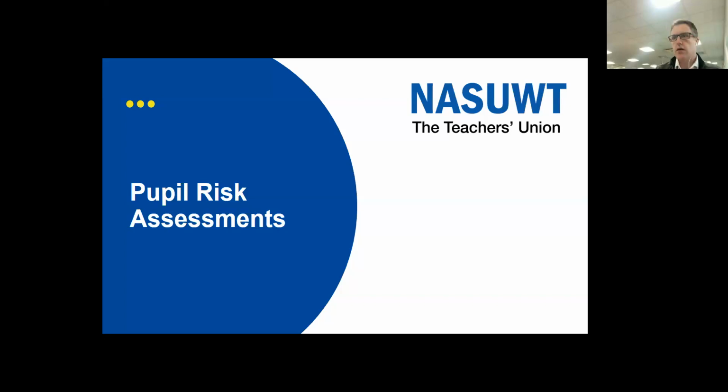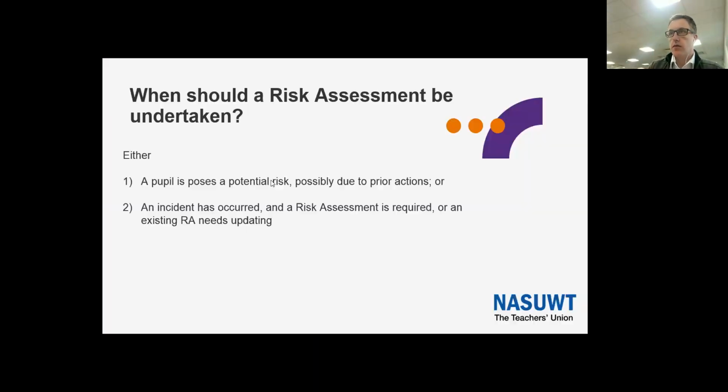Okay. So, I'm just going to have a quick talk about pupil risk assessments and the steps that need to go through to compile a pupil risk assessment, and really look at some of the background on why we need risk assessments. So why should a risk assessment be undertaken?